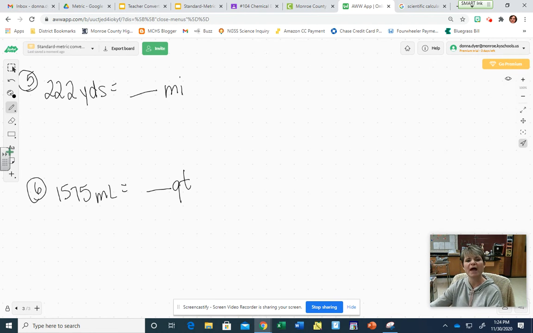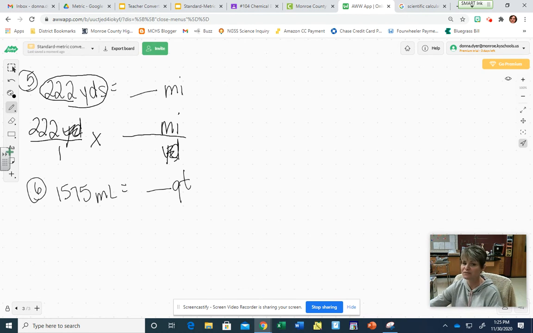222 yards is equal to how many miles? So I'm going to take what I'm given, put it over 1. So 222 yards over 1. Set up my ratio. Now I want to cancel out my units. Yards is on top. Yards has to go on bottom. What I'm solving for goes on the top in this second ratio. So now my yards are going to cancel out, and I'm going to be left with miles.